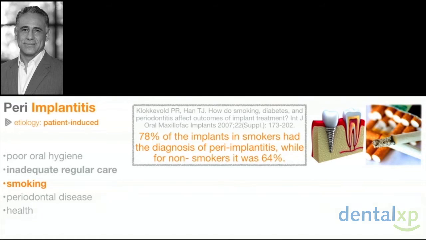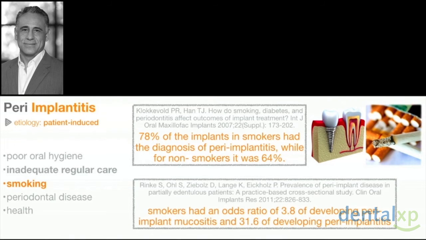Smoking, of course, is a large risk factor. It's been reported by several studies. This one study basically indicated that 78% of the implants in smokers had some diagnosis of peri-implantitis, while for non-smokers it was noted about 64%. And also another study by Rink reported that smokers had an odds ratio of 3.8 of developing peri-implantitis or mucositis, and about 31.6% of developing peri-implantitis. So there's clearly evidence and observations in the risk of smoking developing problems.